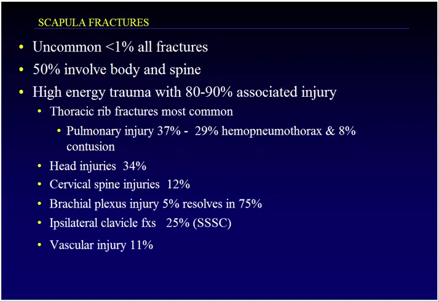And so you really need to be on the lookout for concomitant injuries, particularly thoracic rib fractures, pulmonary injuries seen in about a third of patients with scapular fractures. 29% of patients can have a hemopneumothorax. Others have pulmonary contusion. Head injuries you see in about a third of patients with scapular fractures, cervical spine injuries, brachial plexus injuries, and other injuries as listed there. So the important point is to recognize that a scapular fracture is an indication of very high energy trauma, and look for other injuries, both orthopedic and non-orthopedic.